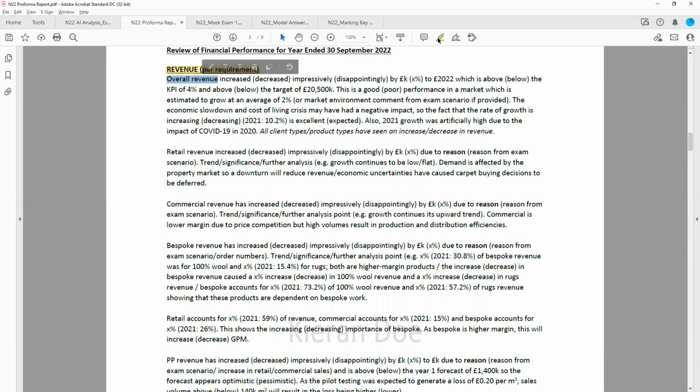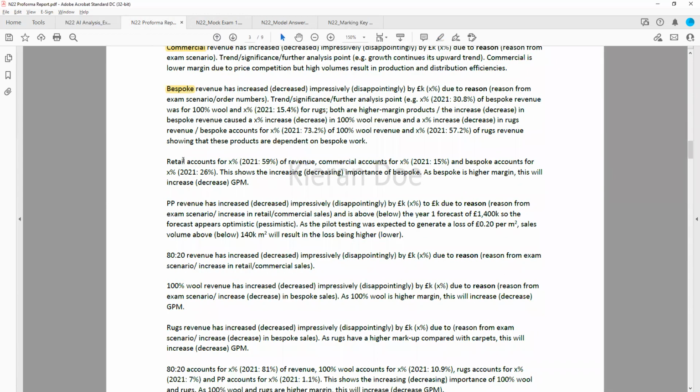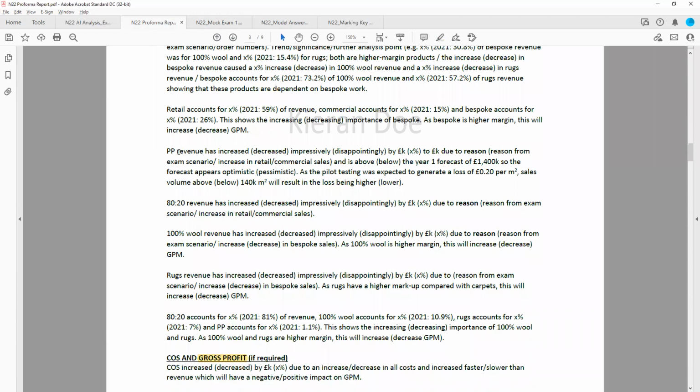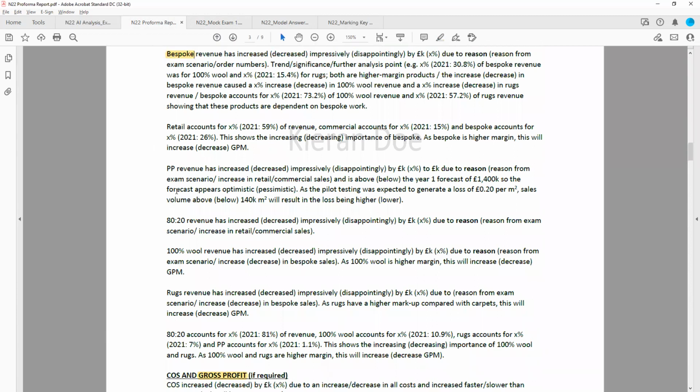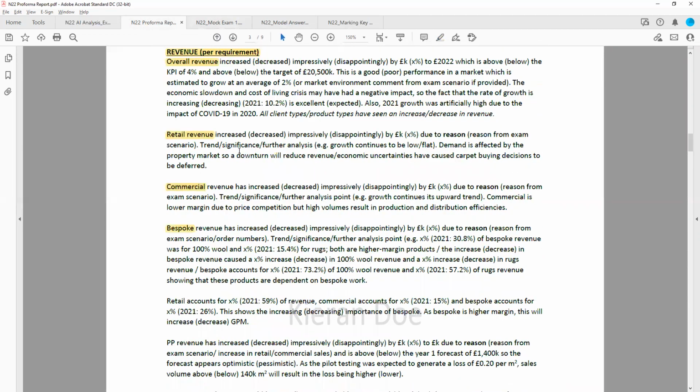We're definitely going to comment on overall revenue. We're definitely going to comment on it by client type: retail, commercial, bespoke. And then in terms of having an additional point, possibly 2, we're going to need to decide whether we say something about mix, or focus on a few of the product types. If the requirements ask for some analysis by product type, we'll probably focus on a few of these. But again, we'll decide which ones had the most significant movement and ones where there's information in the exam paper as to why they've gone up or down.